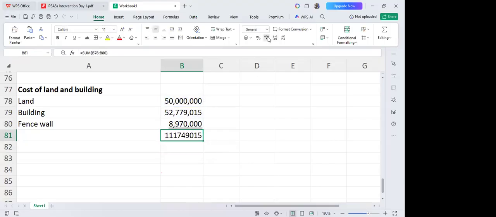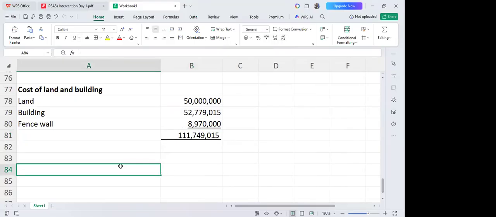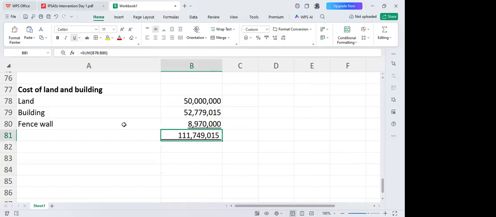$111 million. Okay. So this becomes the value of our land and building. So that's for I. That's what I is telling us to do. So this is the information for I.